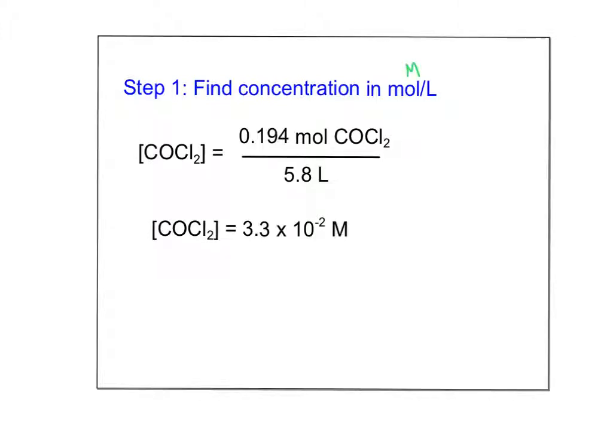So in our ICE table, you are only allowed to plug in concentration for molarity or atmospheres, ATM, the partial pressures. So if they don't give you molarity or partial pressures, you have to find concentration. So I took moles divided by the volume to get my starting concentration. This is my I for ICE, initial concentration.